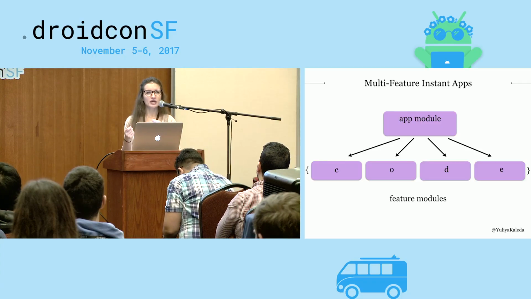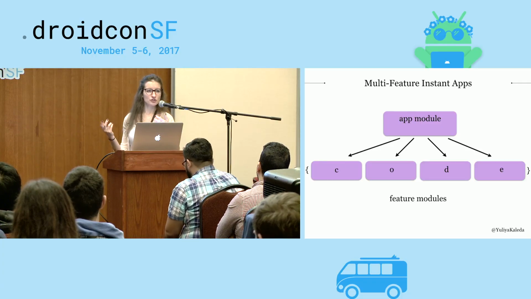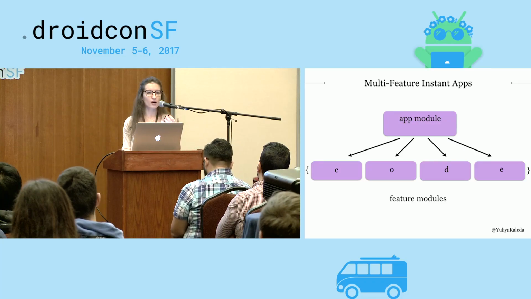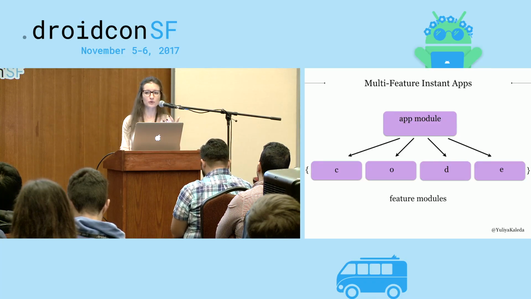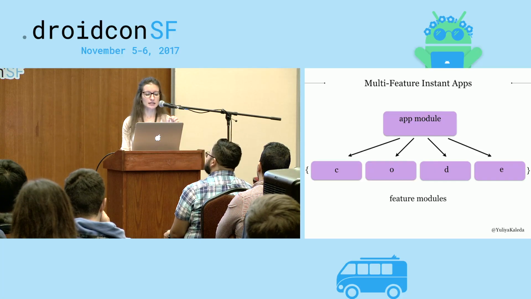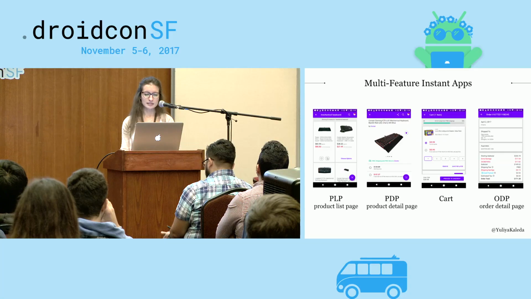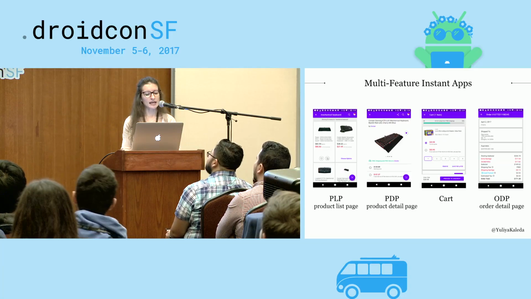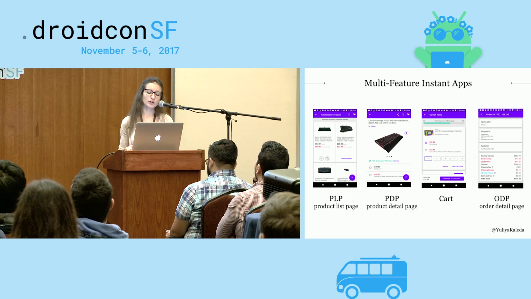So I know that this definition, feature module, probably sounds very abstract to you. So let's take, for example, our jet.com application, and I would love to share with you all the features that we decided to keep separate and independent in our Instant App. So once again, jet.com is an e-commerce company. We sell stuff online, and these are the current features that we're supporting within Instant Apps.